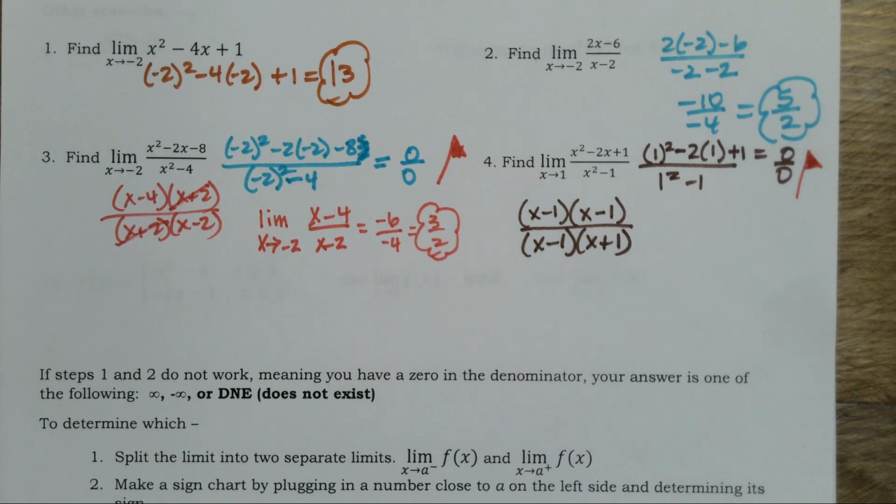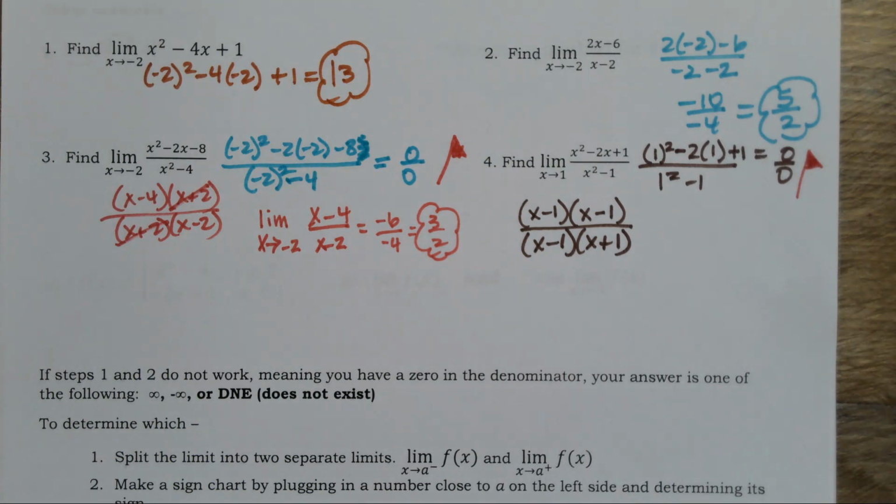And again, I'm just factoring two numbers that multiply to be positive 1, but add to be negative 2. That's negative 1 and negative 1. Negative 1 times negative 1 is positive 1. Negative 1 plus negative 1 is negative 2. Same thing on the bottom. Two numbers that multiply to be negative 1, add to be 0, because I have no middle term, so it's 0.